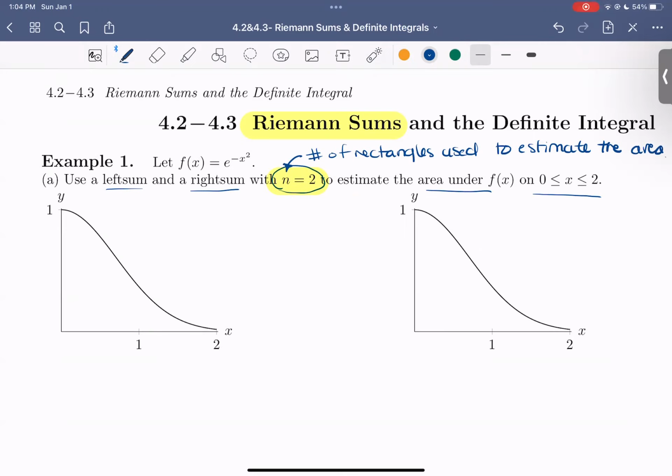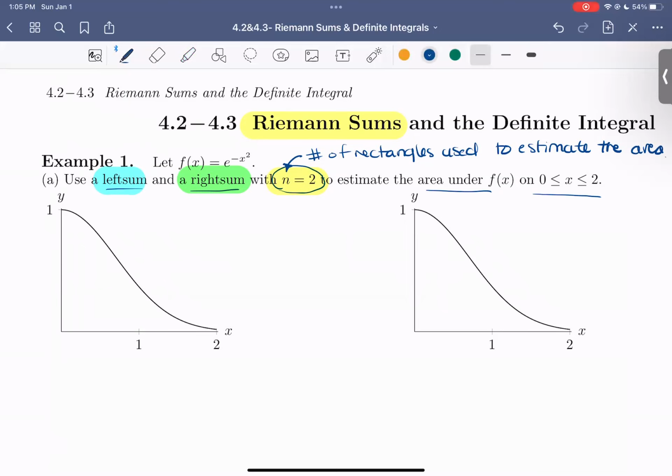We're going to use two different types of Riemann sums: a left sum and a right sum. The left and the right refer to which side endpoint of a rectangle we use to estimate the area. So first, let's look at the left sum together.